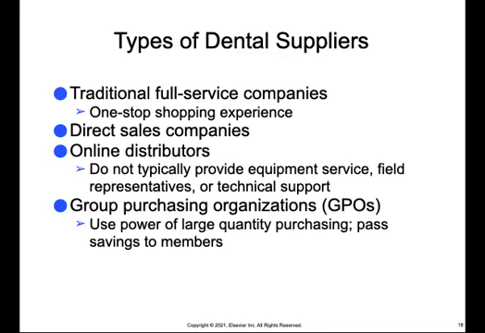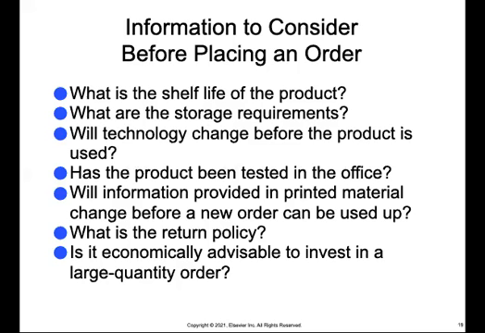Online distributors are companies that provide supplies, products, and limited equipment. And unlike the full service model, they do not typically provide equipment service, field representatives, or technical support. Group purchasing organizations, or GPOs, are a business model that uses the power of large quantity purchasing and then passes the savings down to their members. Before placing an order for supplies and products, you must consider several factors. The following is a list of questions that should be answered before orders are placed.